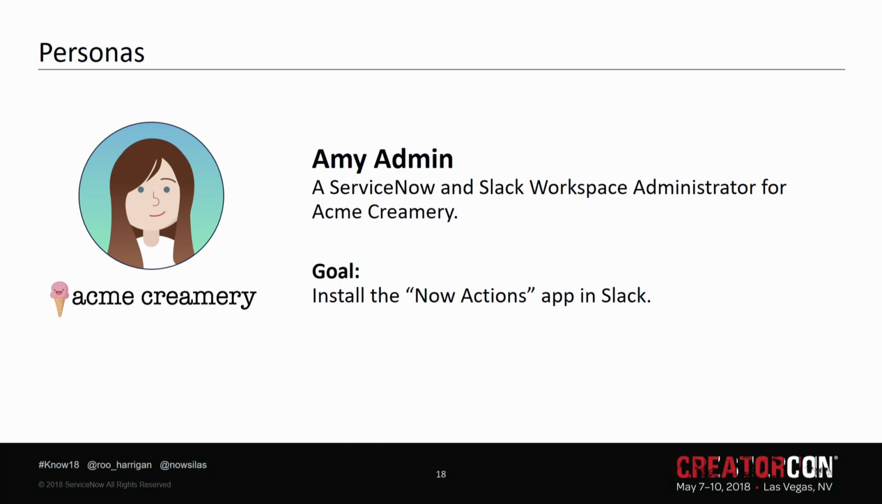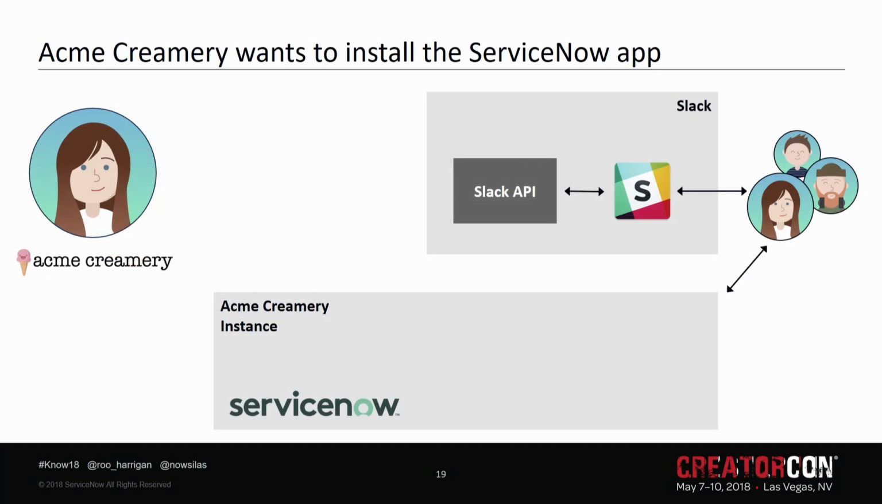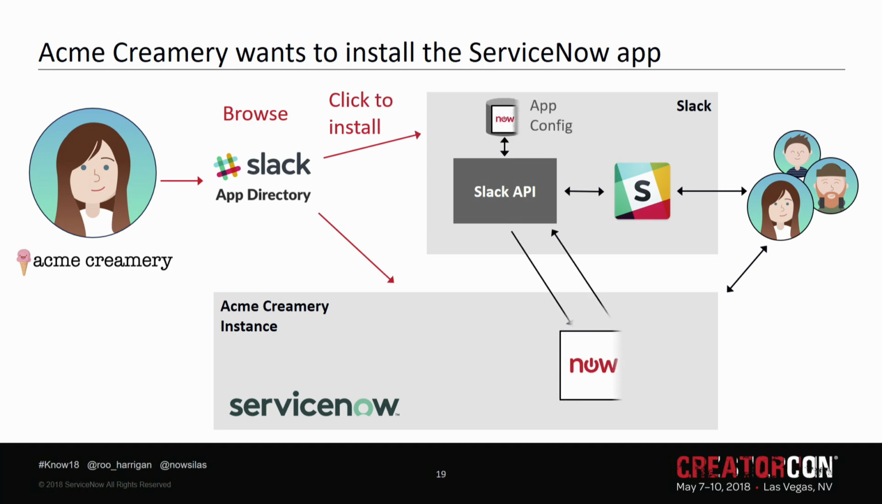Amy's a pretty savvy end user, and she's friends with Corey, so she hears about this integration, and this is the experience that Amy is looking for. She just wants to be able to browse the Slack app directory or the ServiceNow equivalent and locate an app that she can just click to install. She doesn't want to have to worry about where her credentials live, where the app lives. She just wants her users to be able to find and interact with it on their Slack team.